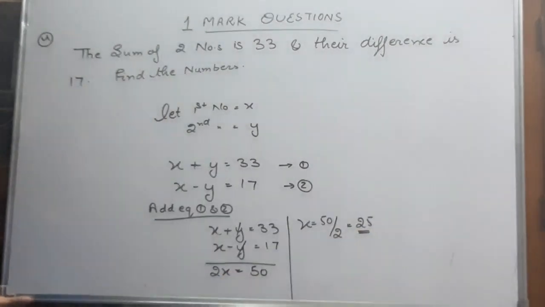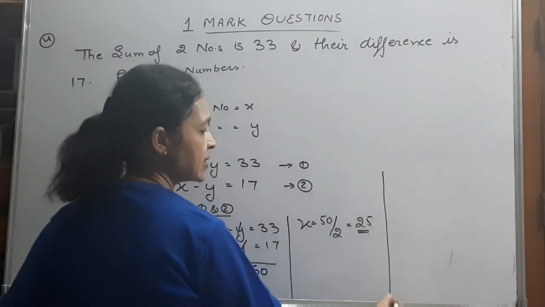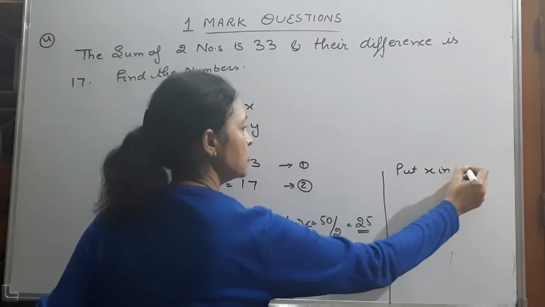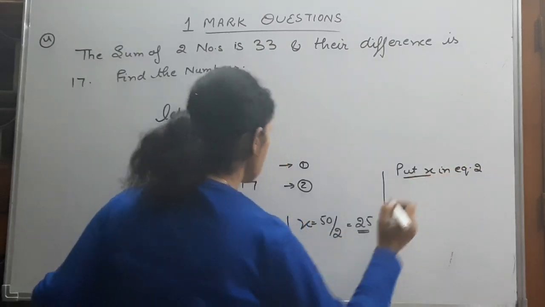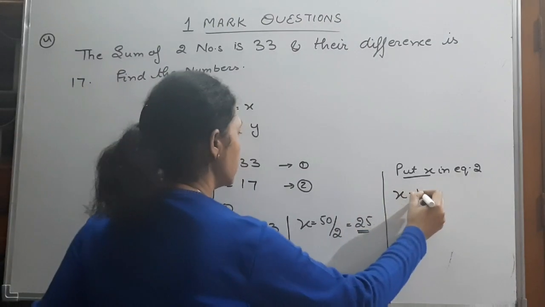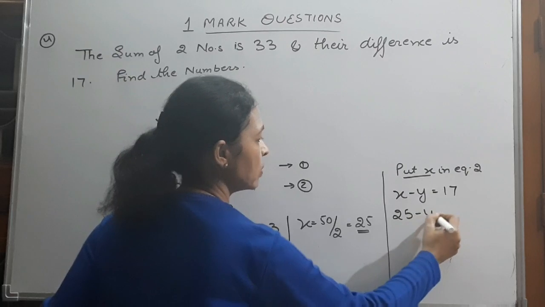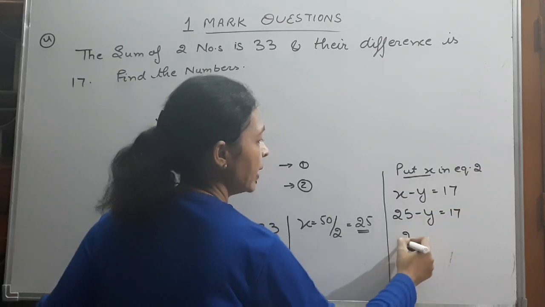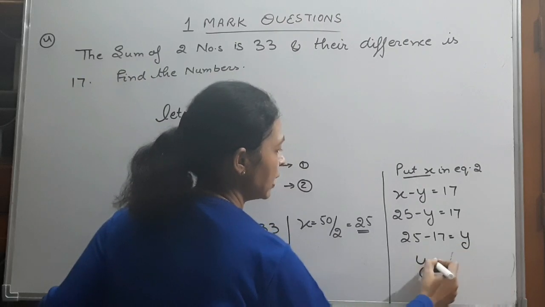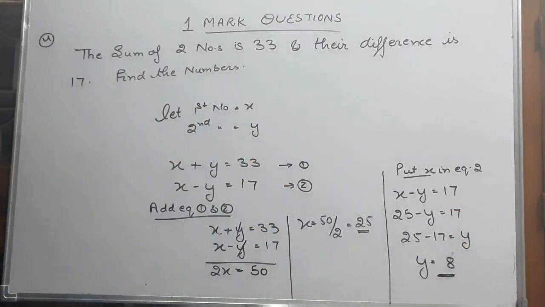Now we have to find the value of y. What will we do? We will put the value of x in equation 2. You can put it in equation 1 also. x minus y equals 17. x is 25, so 25 minus y equals 17, and 25 minus 17 equals y. Therefore, the value of y is 8. The two numbers are 25 and 8.